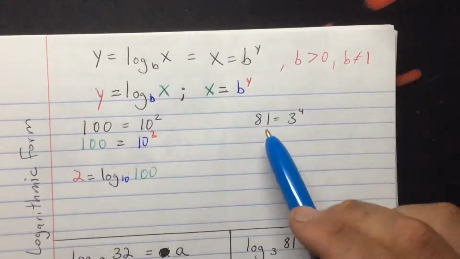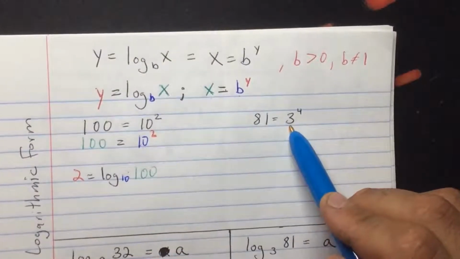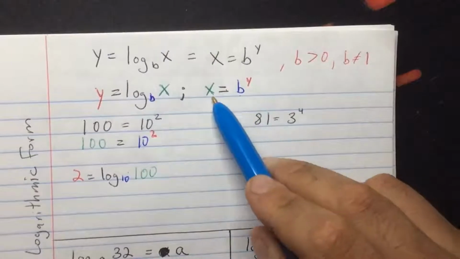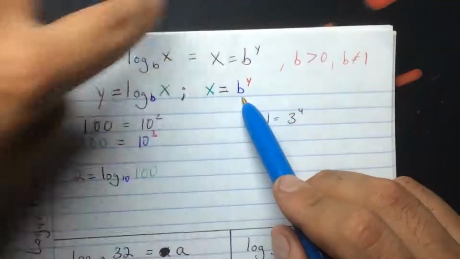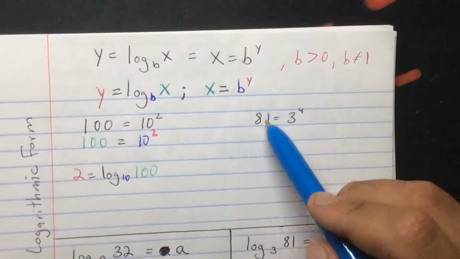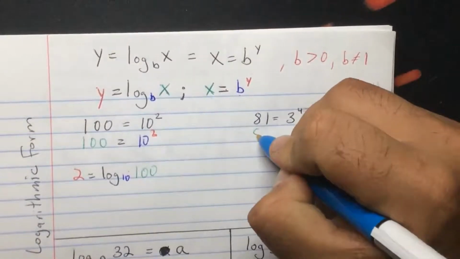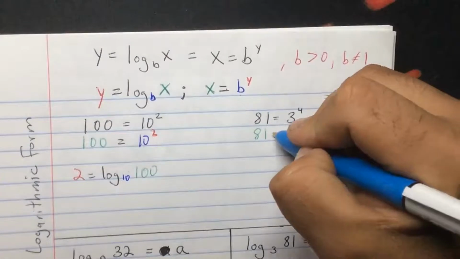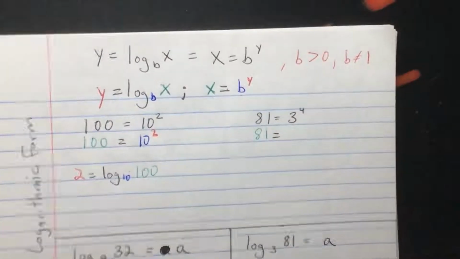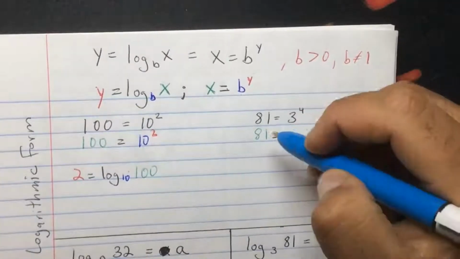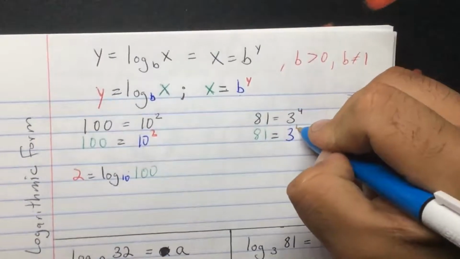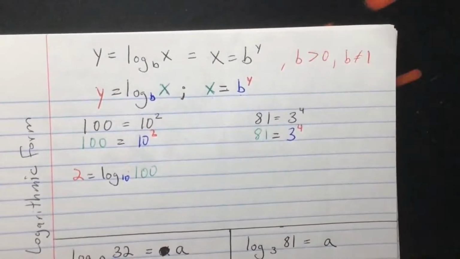Next one, we have 81 is equal to 3 to the 4th power. So once again, we're going to rewrite everything according to this formula here, and then we're going to convert it over to logarithm. So our first one is our 81, which ends up being our x. We're going to set that equal to our 3, which is our b, so it's going to be blue. And then our y is going to be the 4th power, because that's our y there in red.